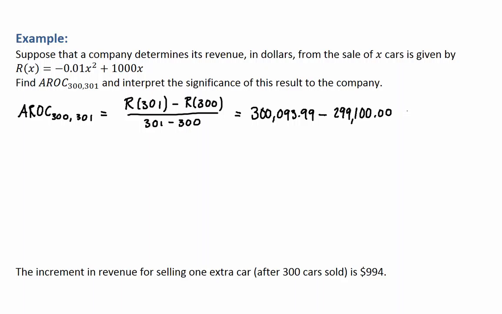And then the difference gives me 993.99, which I guess is why I wrote 994, but in reality it should be 993.99 dollars per car, or per increment of one car sold. So what this is telling me is the increment in the revenue for selling one extra car, so for that extra car I sell right after the 300 cars.